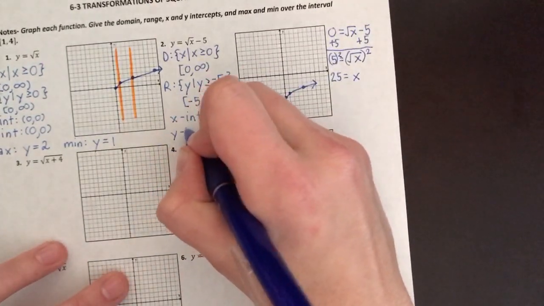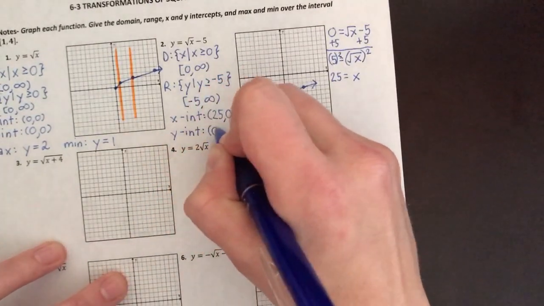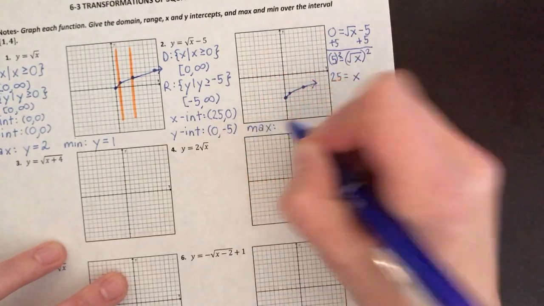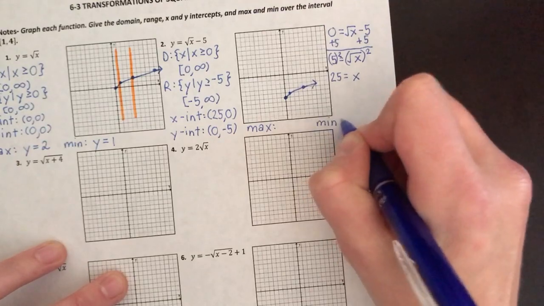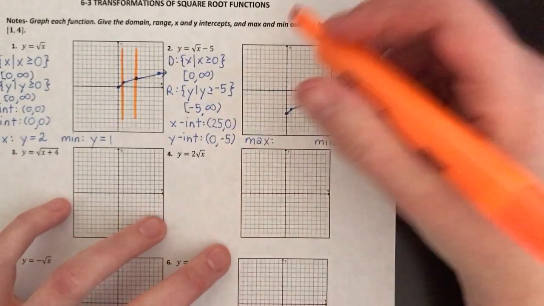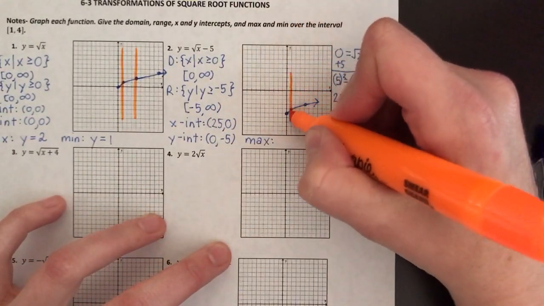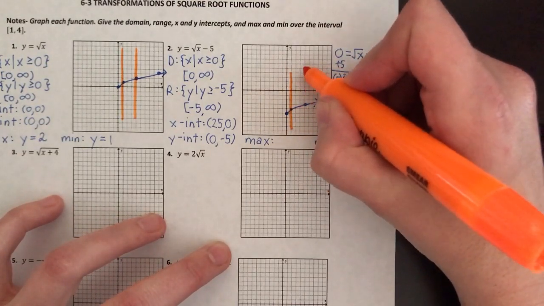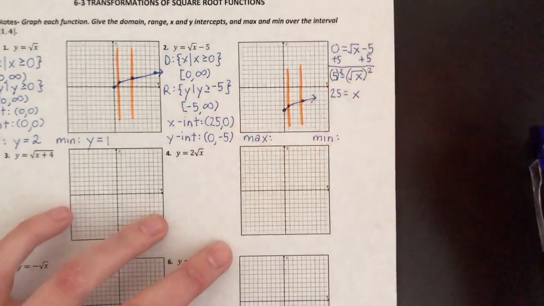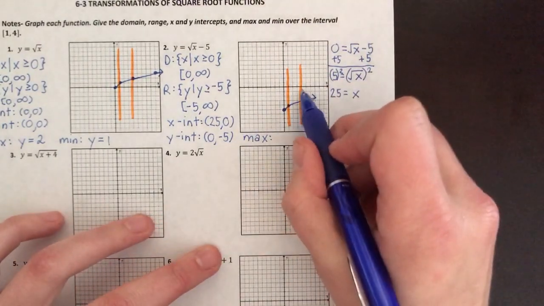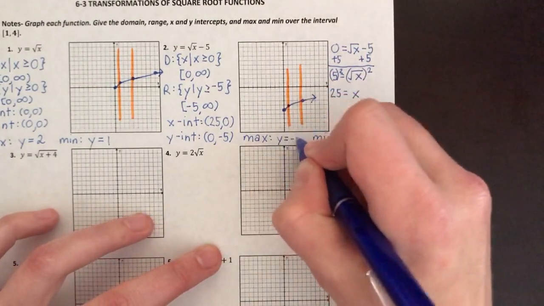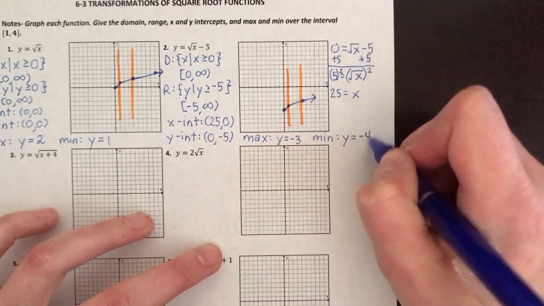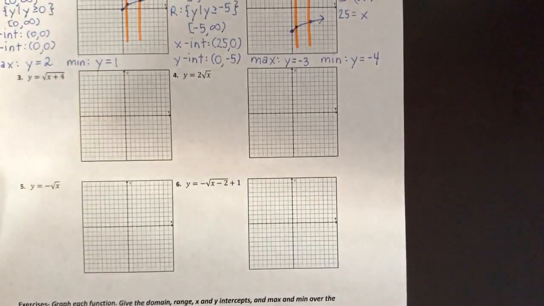My y-intercept is easy to see. It's (0, -5). Okay, and then my max and my min can be seen if I draw the lines, the interval from 1 to 1, 2, 3, 4. So my max is going to be y equals -3, and my min is going to be y equals -4.